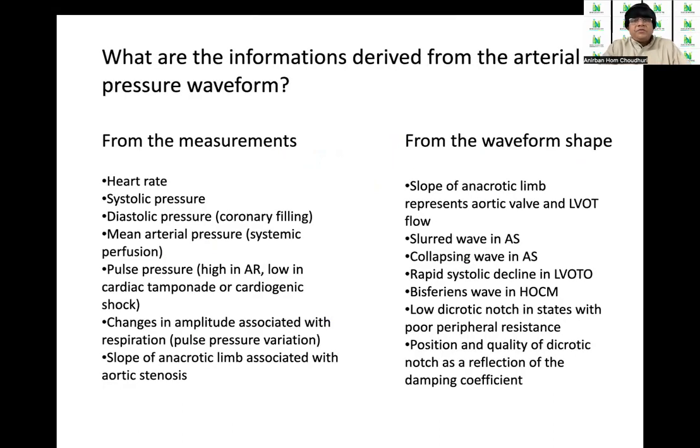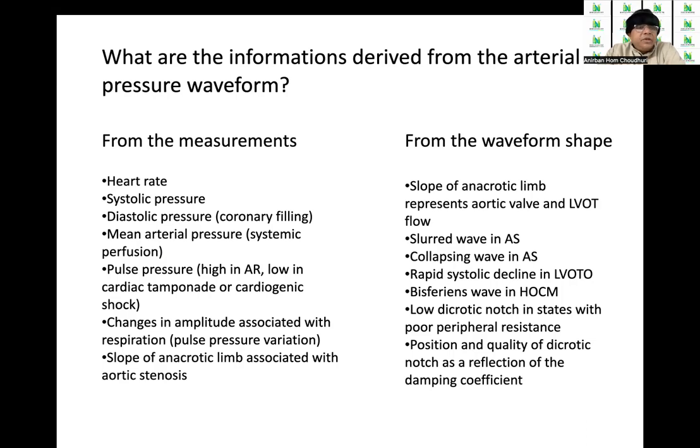So what is the information that is derived from the arterial pressure waveform? So all the way we have spoken about the central venous pressure. Now we are moving on to the arterial pressure waveform. From the measurements, we can know the heart rate, the systolic pressure, and the diastolic pressure. The diastolic pressure indicates coronary filling, because the coronary vessels fill during diastole only. The mean arterial pressure indicates the systemic perfusion. If the pulse pressure is high, it represents certain conditions like aortic regurgitation. It may be low in cardiac tamponade or cardiogenic shock.